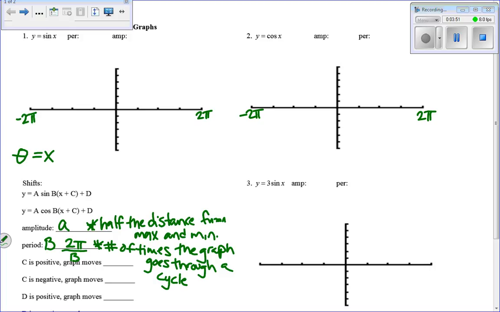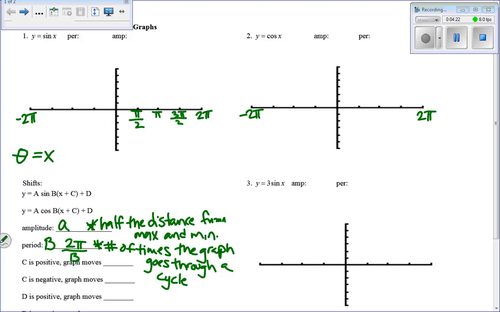Okay, so what's the in-between then? So we start at 0, what would this first hash be? Pi over 2, yep. What would the second hash be? Pi. Are you recognizing all of those values? Okay. Your quadrantal angles from your unit circle. So one interval happens between 0 and 2 pi.